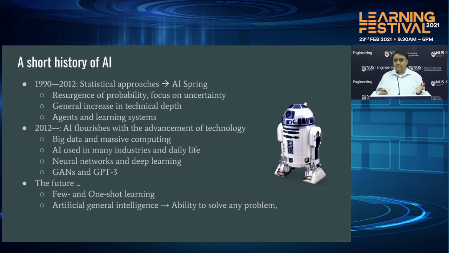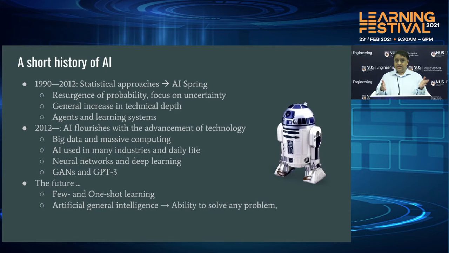Okay, then we get to more closer to modern day, 2012. Something happened that wasn't there before. Prior to the 2000s, we had the algorithms. What we didn't have was the data and technology. So that happened from the early 2000s onwards. The convergence of data and technology led to a huge advancement in what we're able to do. So big data, massive computing, we start to see AI not just be in academia and in specialized use cases, but it starts to penetrate our daily lives. And also things like neural networks and deep learning. And I'm going to talk a little bit about this idea of GANs, generative adversarial networks, and GPT-3.